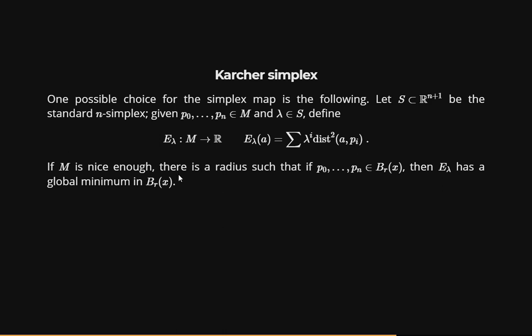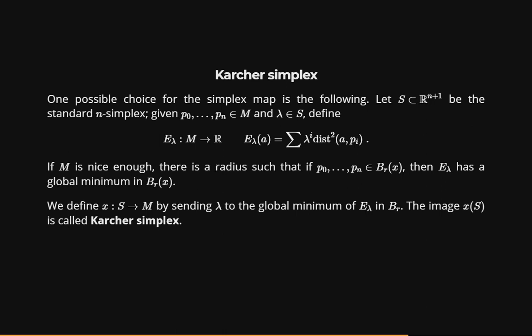So this result, in a sense, allows us to associate to every lambda a convex combination, which is called the Karcher mean, of P0, ..., Pn with coefficients lambda 0, ..., lambda n. We define x from S to M by sending lambda to the global minimum in BR. So we fix P0, ..., Pn. The image of all the simplex is called Karcher simplex, and it's a set with vertices, in some sense, P0, ..., Pn. Now, this map has a lot of nice properties, but we don't know much about it.